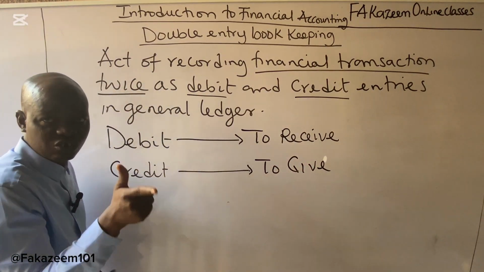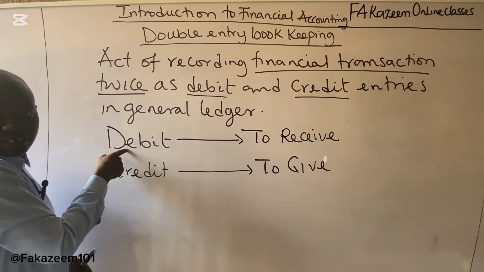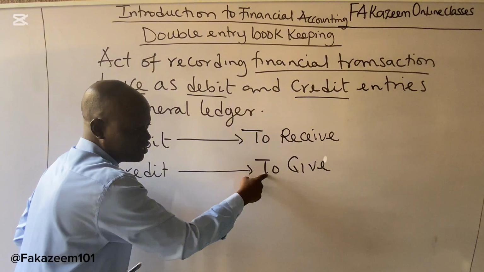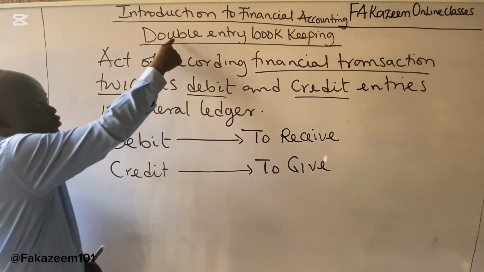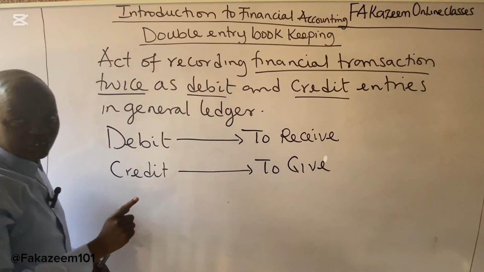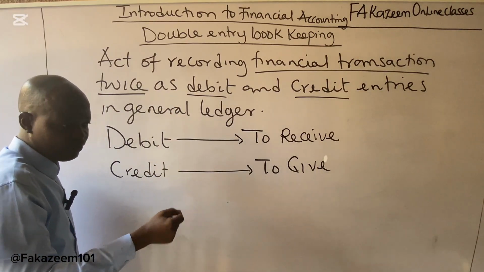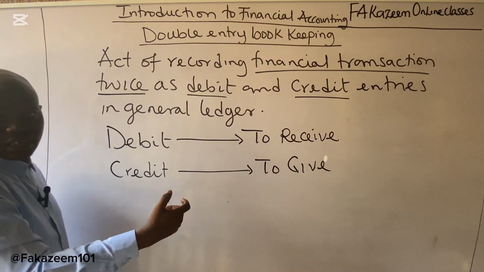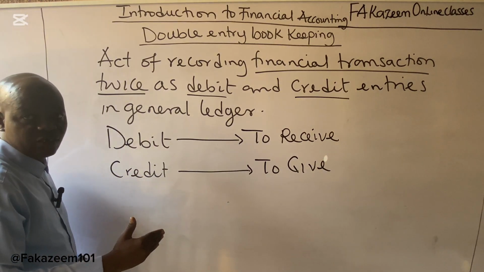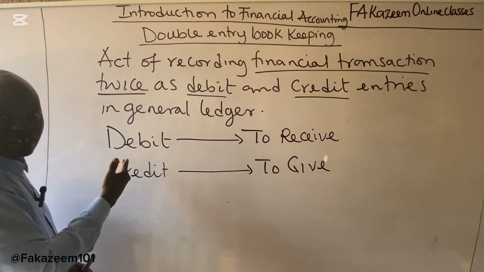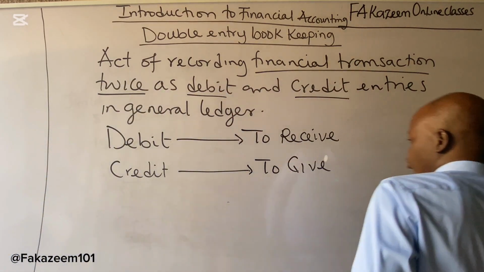Meaning, in a single transaction, we have a receiving party, debit. We have a party that is giving out, credit. This process is known as double entry. Record the transaction twice, one for the party receiving and one for the party giving out. The process of recording for the party that is receiving, debit, and the party that is giving, credit, is known as double entry.